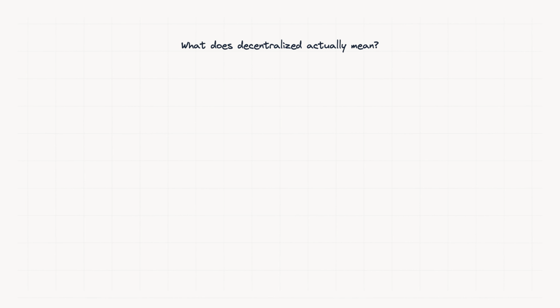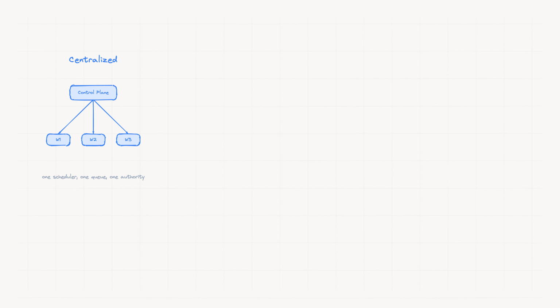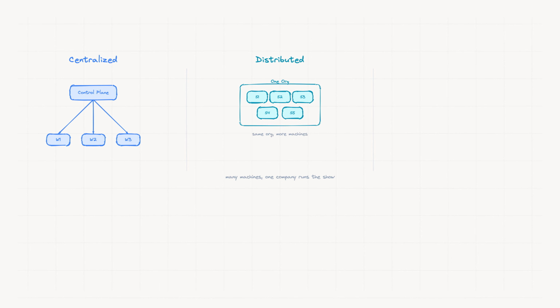So what does decentralized actually mean? Because people mix this up with distributed all the time. Centralized means one control plane owns coordination, one scheduler, one queue, one authority calling the shots. Distributed means the system runs across many machines, but they might all report to the same control plane. A typical large-scale crawler is distributed. Thousands of machines, sure, but every one of them still talks to the same scheduler, pulls from the same queue, checks against the same dedupe store. One company still runs the show.